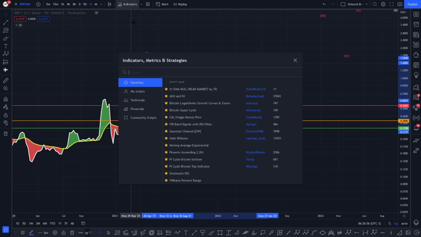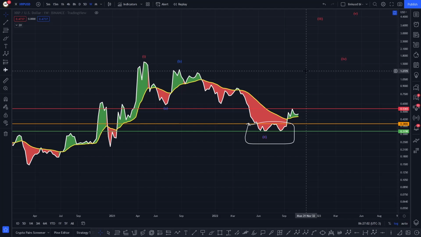So again, I remind you that the indicator is the 21 EMA Bull Bear Market by TR. It's a great little indicator. Get it into your charts. Hope you enjoyed that update.